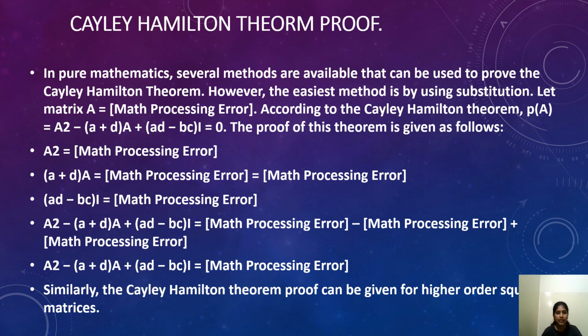A squared is computed first. Then (A plus D) into A is computed. Next, (AD minus BC) into I is computed. Then A squared minus (A plus D) into A plus (AD minus BC) into I is the sum of these three matrices, which is equal to the zero matrix. Similarly, the Cayley-Hamilton theorem proof can be given for higher or lower order matrices.